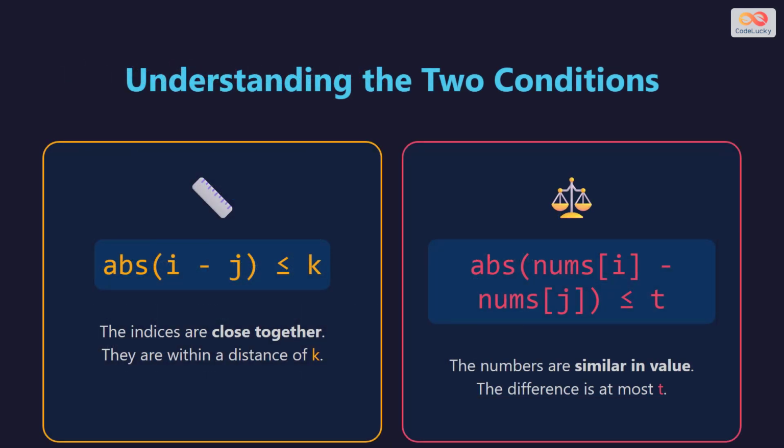Here are the two conditions we must meet simultaneously. First, the indices must be close to each other, specifically within a distance of k. Second, the values at these indices must be close, specifically within a difference of t.